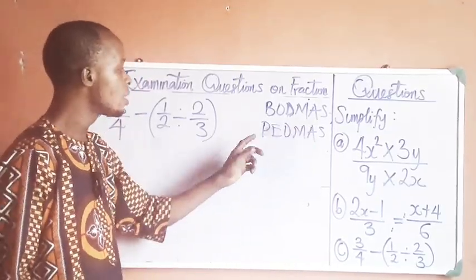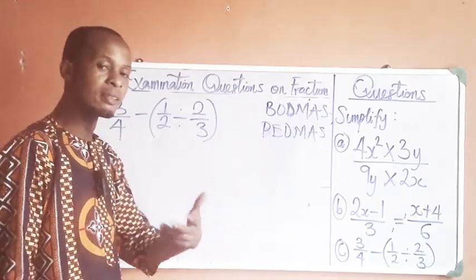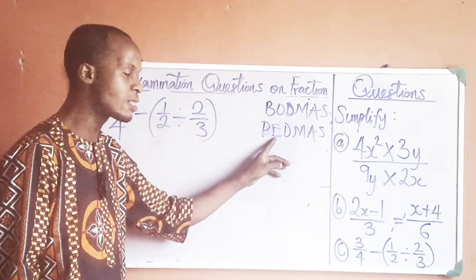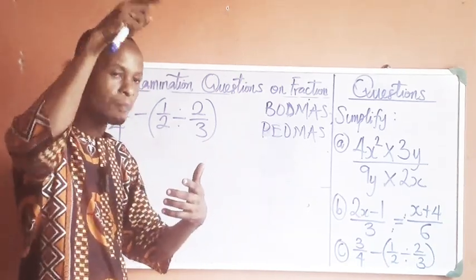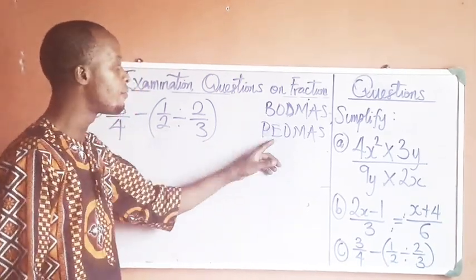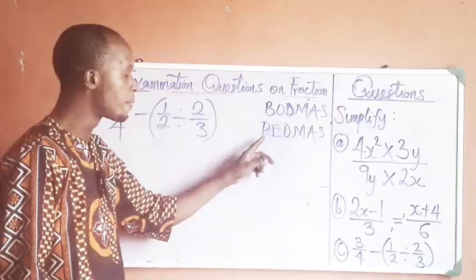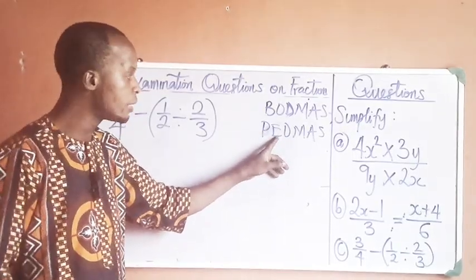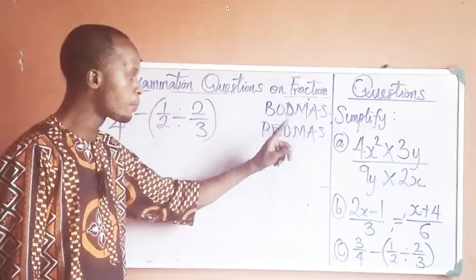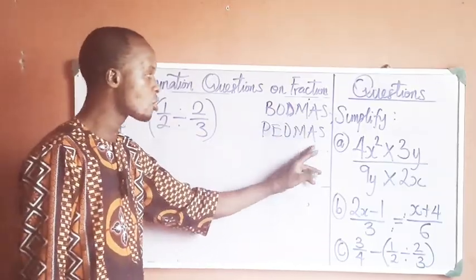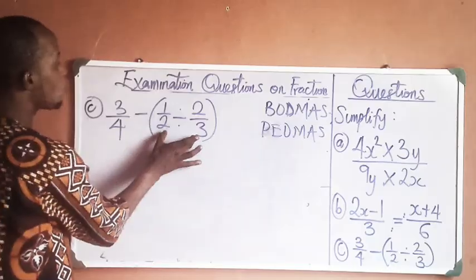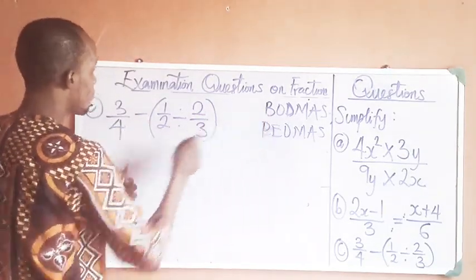PEDMAS simply means we have parentheses. Parentheses simply means bracket, which is the same thing as this. And E stands for exponent, power. In case you have an expression involving power, after the parenthesis, which is bracket, we look for a way to solve the terms having the power, then followed by division, multiplication, addition, and subtraction. We are applying the rule of BODMAS by solving what we have in the bracket first.